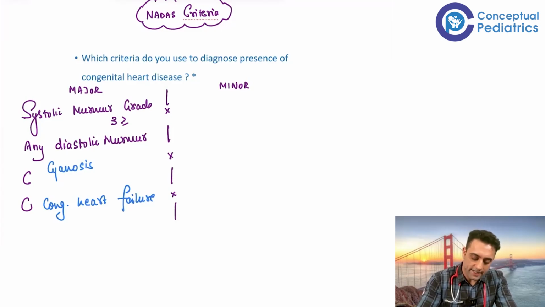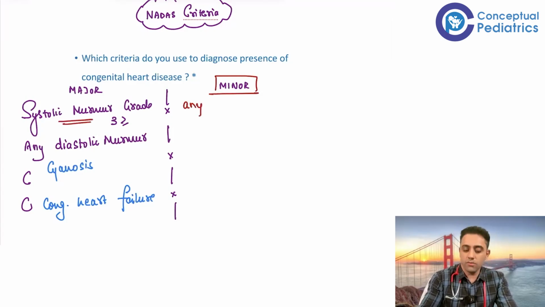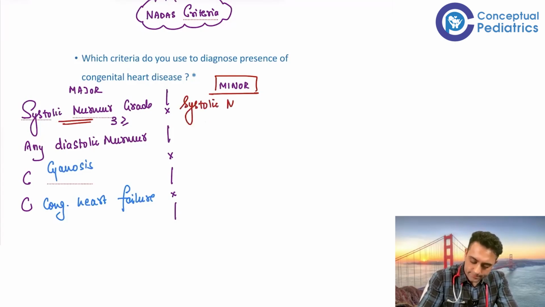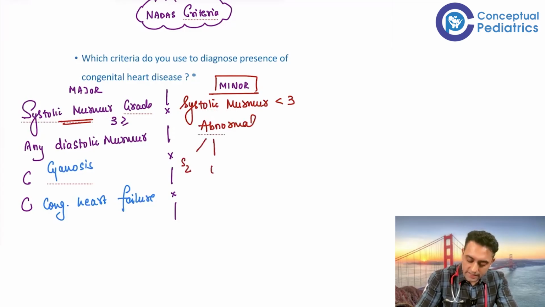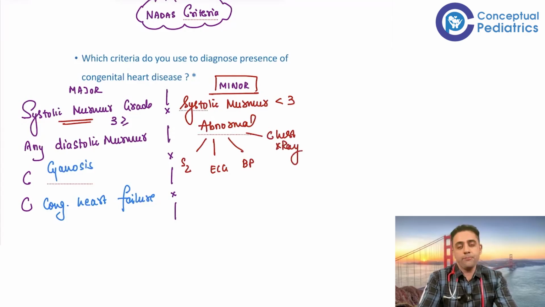Now, what are the minor criteria? If systolic murmur grade 3 or more is major, then the minor is systolic murmur less than grade 3, and any abnormal finding you get: abnormal second heart sound, abnormal ECG, blood pressure, or chest x-ray. So these are the major and minor criteria for Nadas criteria.